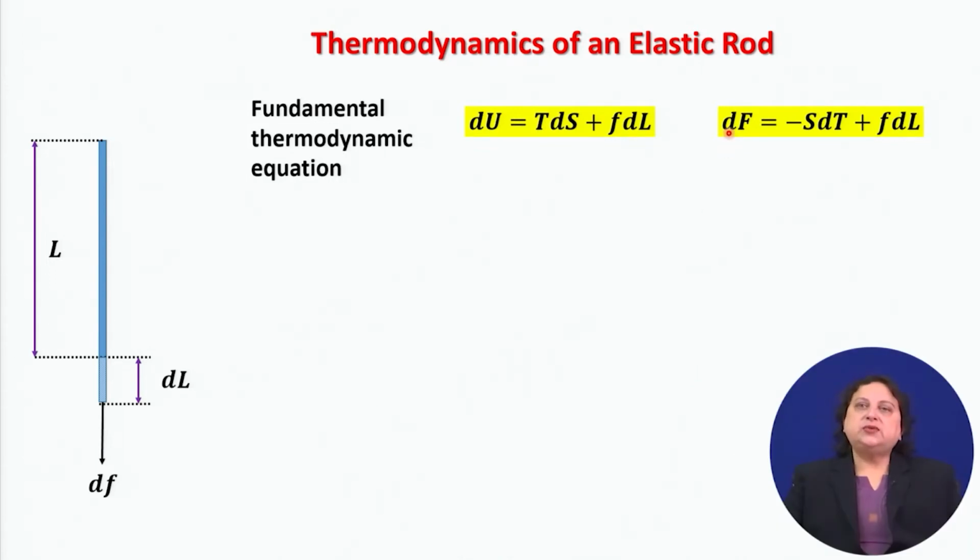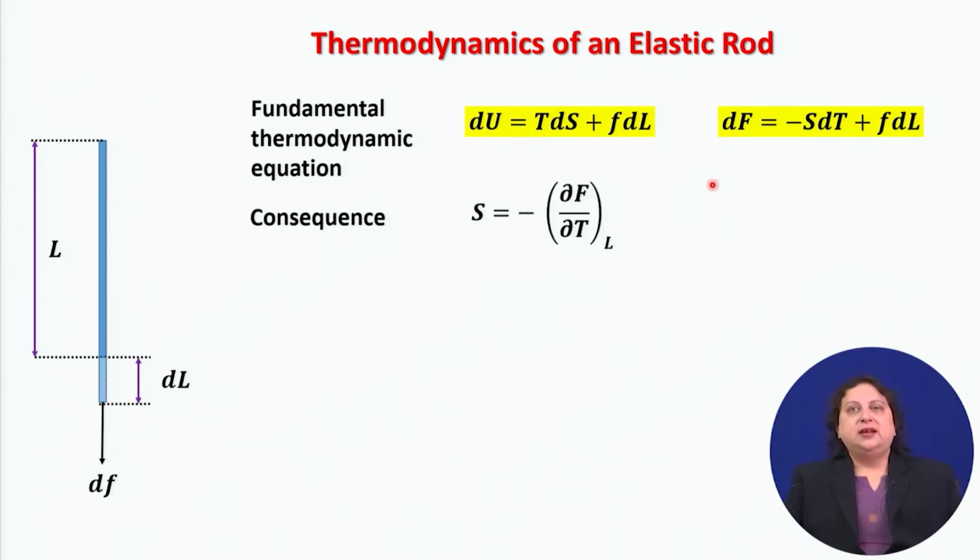Okay. So, what is the consequence of writing down dF equal to minus SdT plus FdL? I know that dF is an exact differential, because F, the Helmholtz free energy of the system, is a state function. Therefore, I can immediately write down that minus S from this particular expression must be related to the partial derivative of F with respect to T, keeping L constant. At the same time, following the same logic, I can write down that F must be equal to the partial derivative of F with respect to L, keeping the temperature constant.